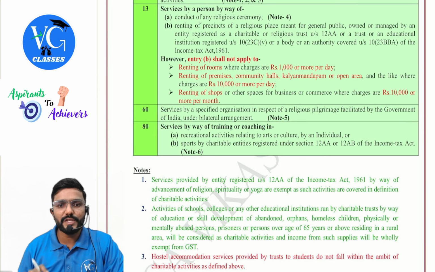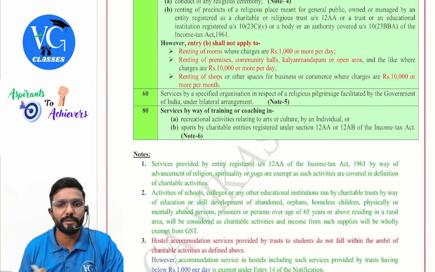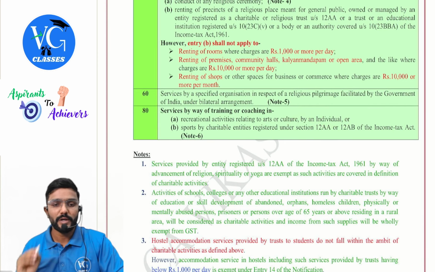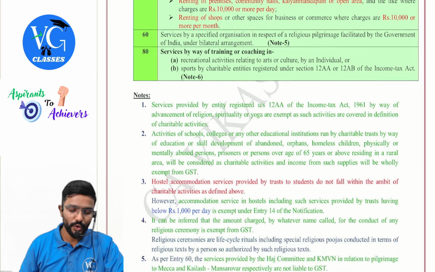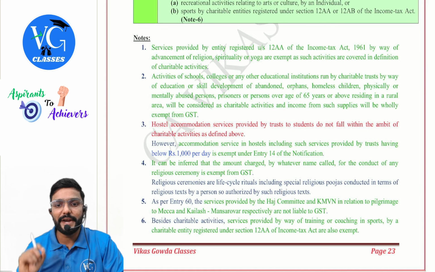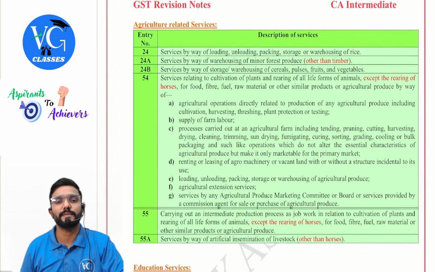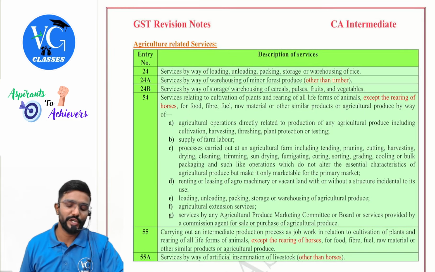Then 80. Services by way of training or coaching in recreational activities relating to arts or culture by an individual. Only by individual. Who is providing it? Individual. Or sports by charitable entities registered under section 12AA or 12AB of Income Tax Act. Note 6. We have a note for it. Besides charitable activities, services provided by way of training or coaching in sports by a charitable entity registered under section 12AA of Income Tax are also exempt. Let us move to the next list.